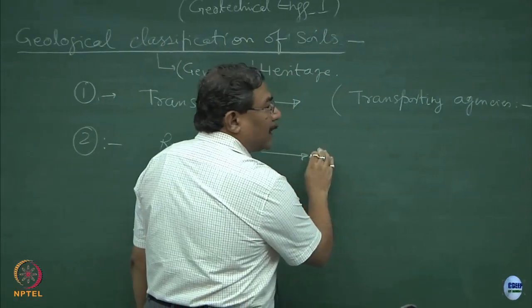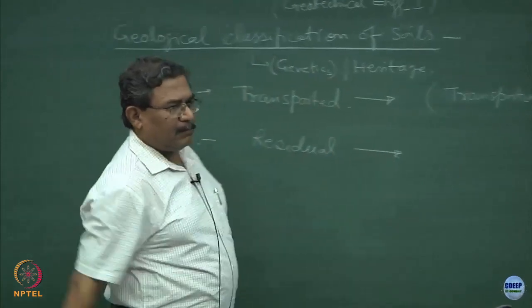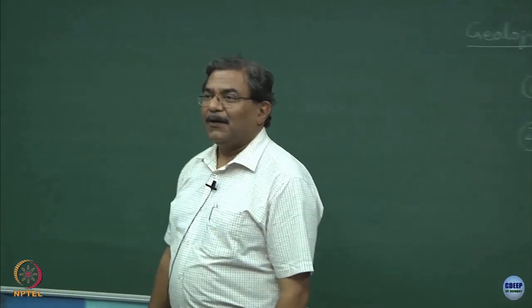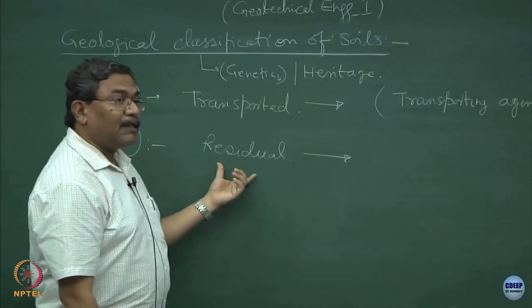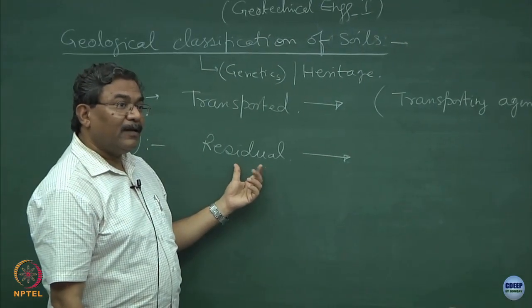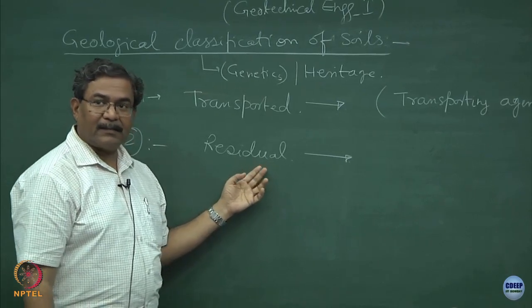Now, the residual ones are the ones, as I said, they were formed, very unfortunate. Nobody allowed them to move out. They got created there. Clear? They formed there and they got disintegrated also there. But in the process, these are the best soils as far as the economy of the nation is concerned. Any guess?